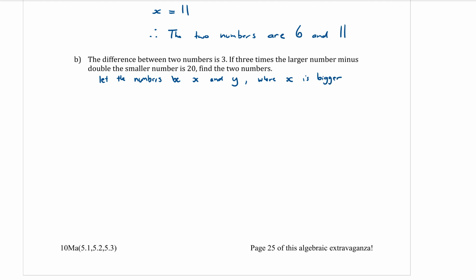Okay, so reading through the sentence again. The difference between the two numbers is 3. That means I want to subtract them, bigger one minus smaller one. So bigger is x, subtract the y, and that gives me a 3. That was the first sentence. The second sentence says, if 3 times the larger number, so that means 3 times x, minus double the smaller number, double means to times by 2, so 2y, is 20. So that equals 20.